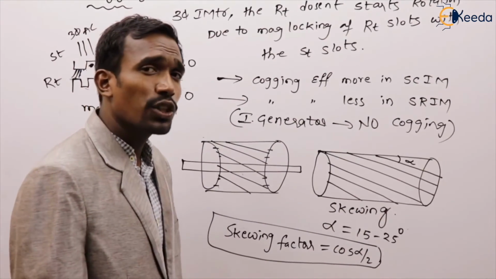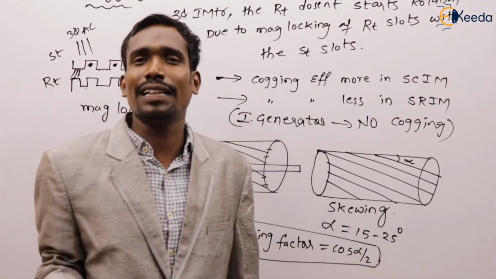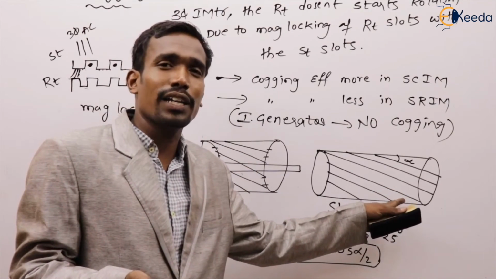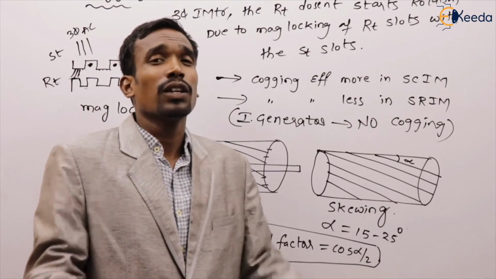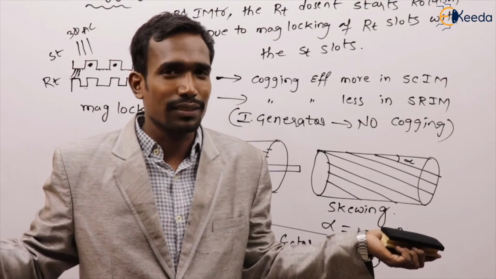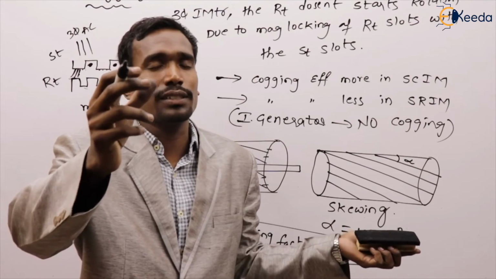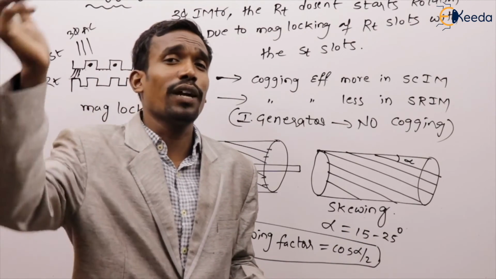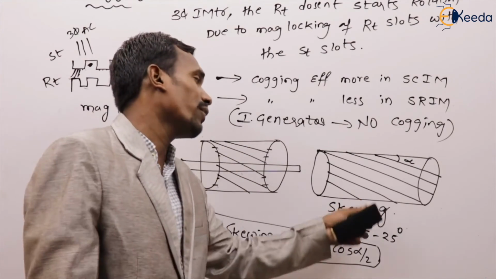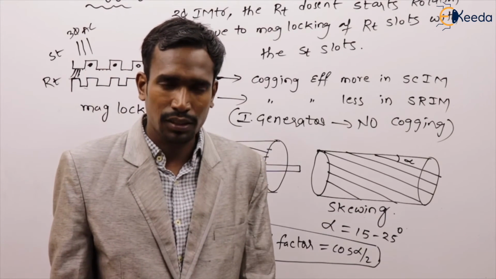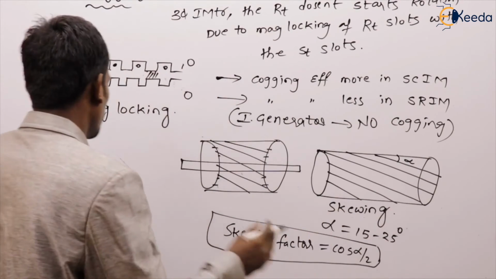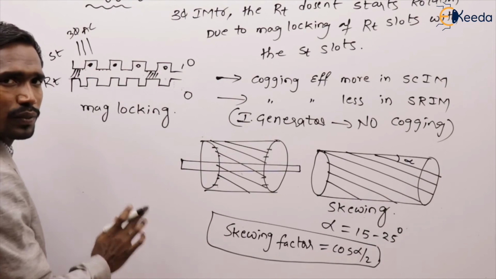Right? Is skewing done in slip ring or squirrel cage? Generally in squirrel cage only. In slip ring, there is no need of skewing. Generally, the cogging effect is very less in slip ring. The cogging effect is very high in squirrel cage. That's why we are using skewing here.